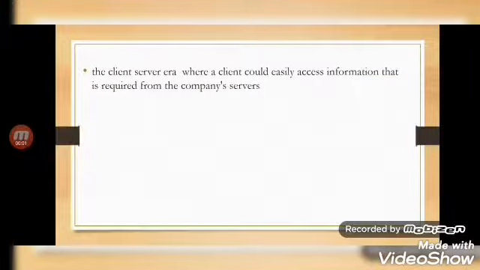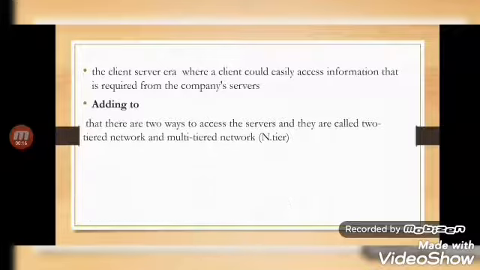And then the third stage started in 1983, the client-server era, where a client could easily access information that is required from the company's servers, and that's called LAN, which is short for Local Area Network. Adding to that, there are 2 ways to access the servers, and they are called two-tier network and multi-tier network.